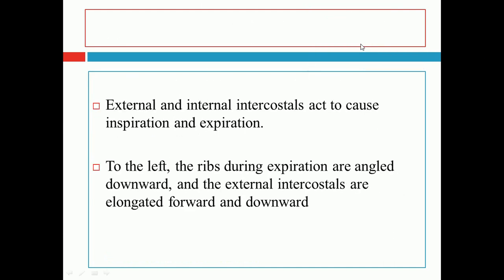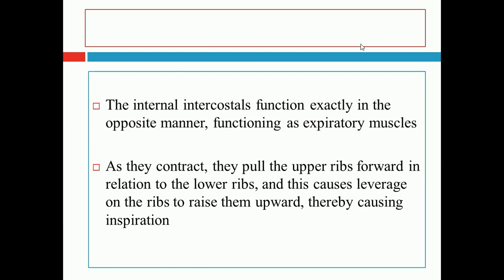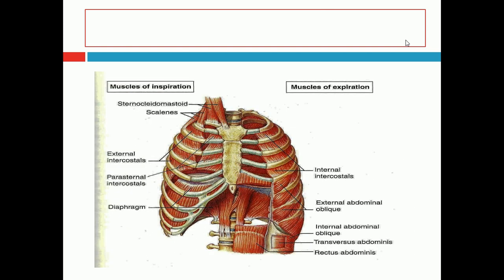To the left, the ribs during expiration are angled downward, and the external intercostals are elongated forward, and the internal intercostals function exactly in the opposite manner, functioning as expiratory muscles. As I told you, as they contract, they pull the upper ribs forward in relation to the lower ribs, and this causes leverage on the ribs to raise them upward, thereby causing inspiration.